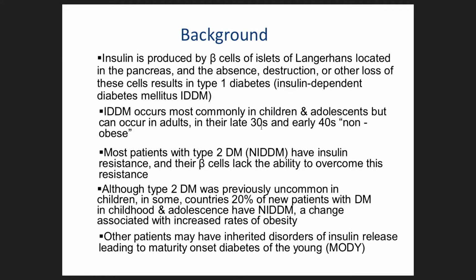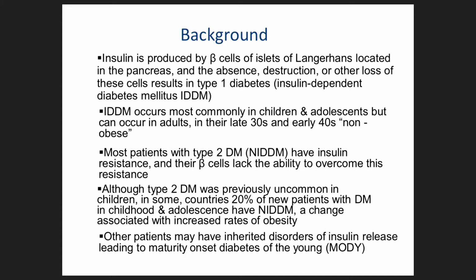Thin, not obese. Obesity is associated with type 2, but when somebody is thin, type 1 still can happen in adulthood, up to the late 30s and sometimes early 40s. But the most important thing, as you can see, is non-obese adults. Most patients with type 2 diabetes, non-insulin dependent diabetes mellitus, have insulin resistance at the start of the disease. Type 2 diabetes is a progressive disease, starting with normal or high secretion of insulin and ending up, many years later, with insulin deficiency.